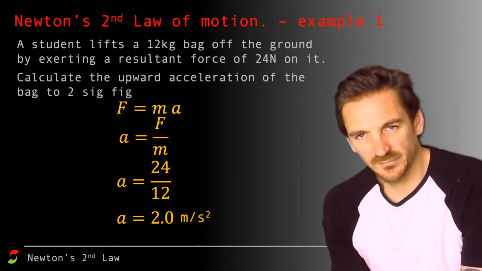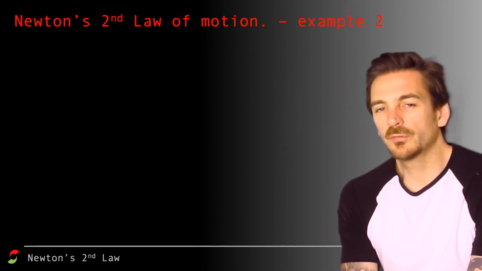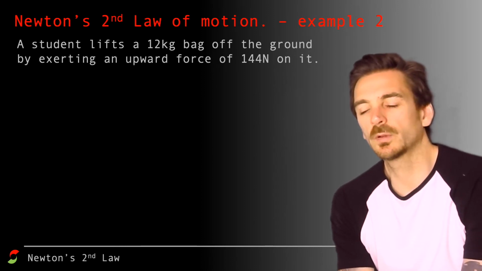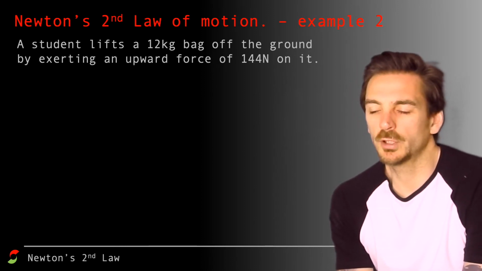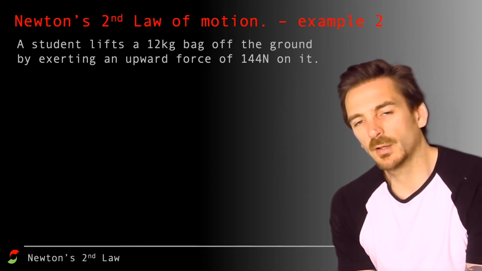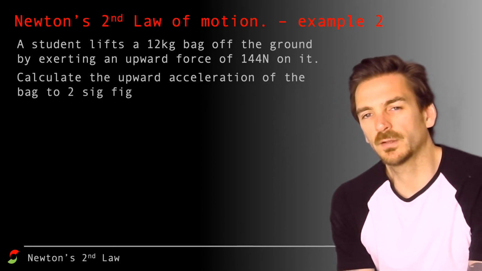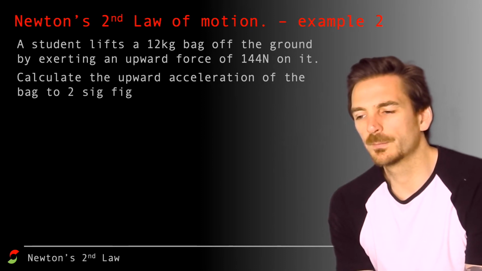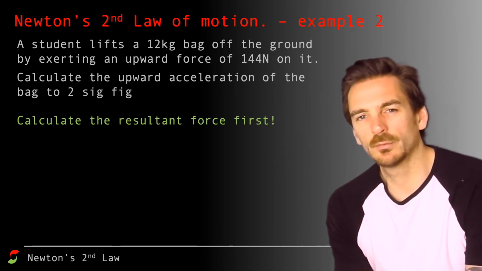A little bit more complicated then. So this time the student lifts the same bag, 12 kilogram bag off the ground, but this time they're going to exert 144 newtons on it. And we're going to calculate the acceleration to two significant figures again. So the difference here is we're not told the resultant force. So we have to calculate the resultant force.